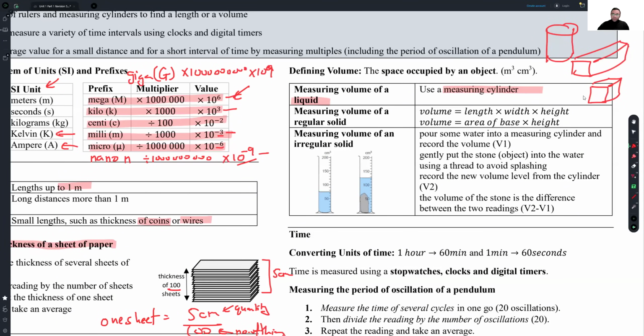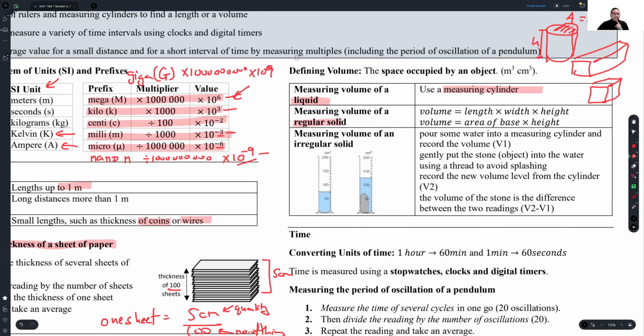So length times width times height for a cuboid. The cross-sectional area times height for something like a cylinder. Sure, you might not need to remember the area of a circle, but I'm sure you already do. It's pi r squared, if you remember. Okay, so remember that. It's area times height. It doesn't show up a lot. But that's if it's a regular solid.